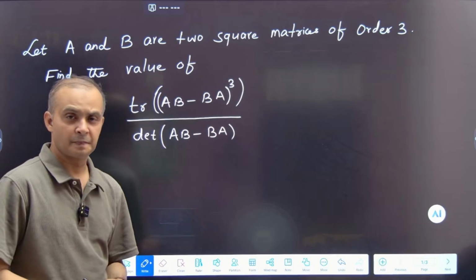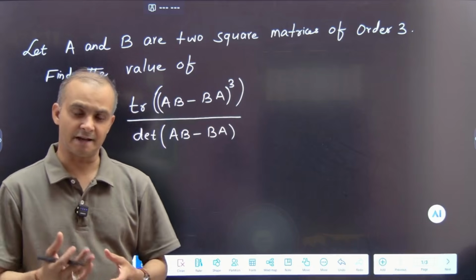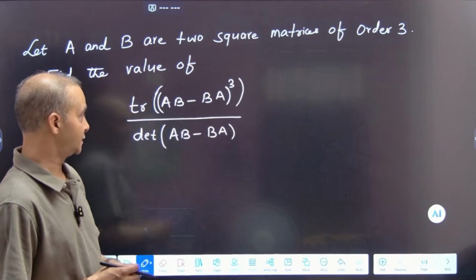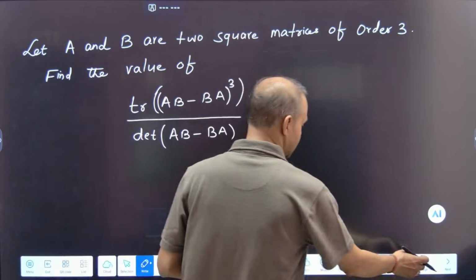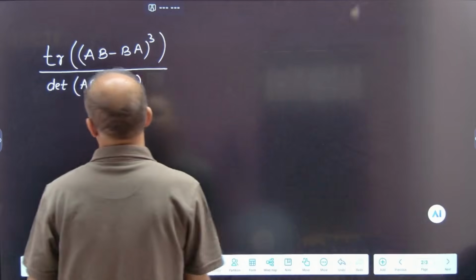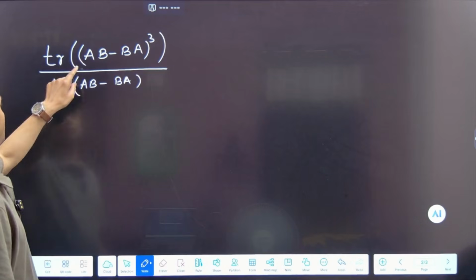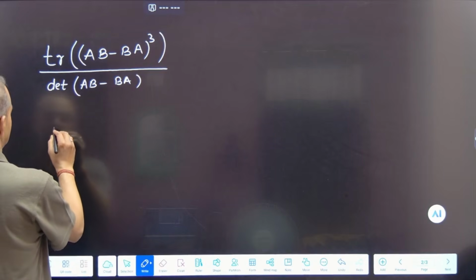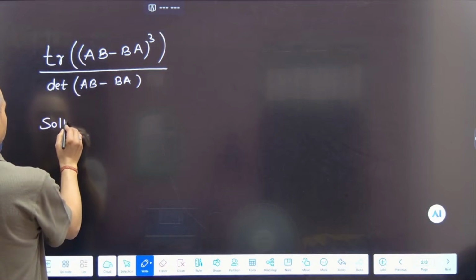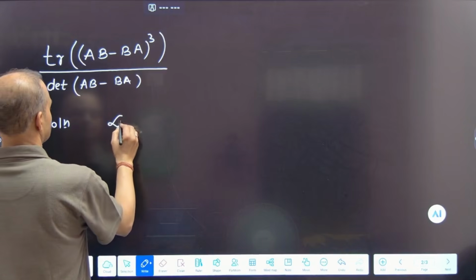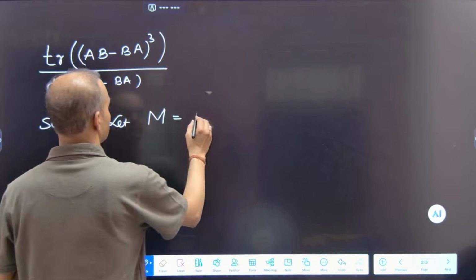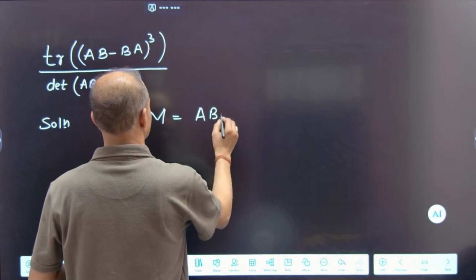of AB minus BA. So first of all we should understand how we can find out the trace of any such matrix. So let's understand how we can do it. So we have this to find out. So what I'm assuming for that, let's assume a matrix M which is AB minus BA.